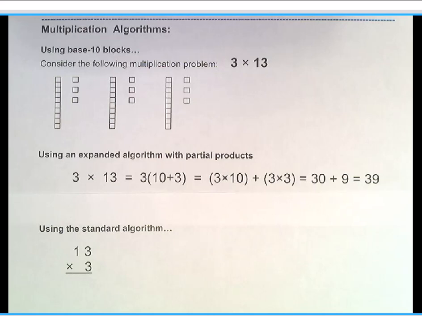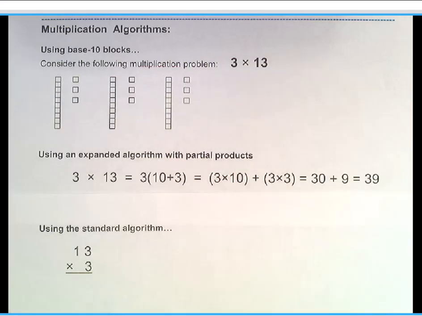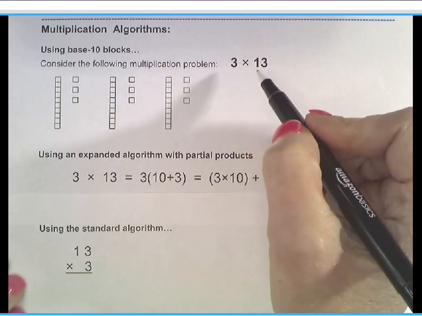So you guys should remember the basic setup. You've got your hundreds, these little long skinny ones are tens, and then these little tiny ones are your ones. So we're going to multiply. We're going to start off with a nice easy example here: 3 times 13, which is 3 groups of 13.